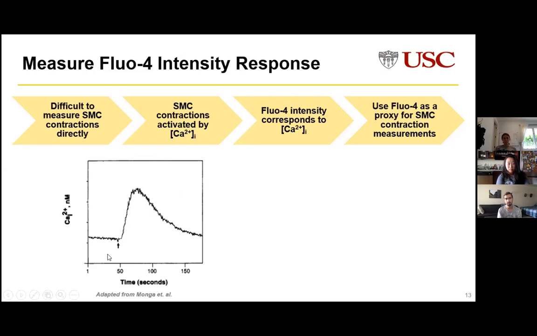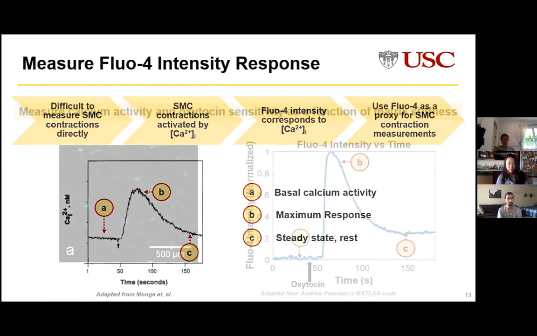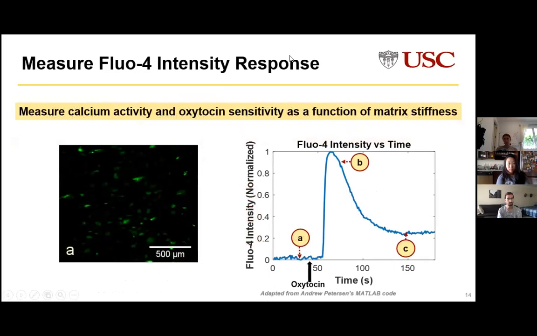In the bottom left, you guys can see a time course study of intracellular calcium in PHM cells. From the left, that's the beginning of the time course, and then at 50 seconds, oxytocin, which is a contractile agonist, is added. You can see that the intracellular calcium increases, and then it decreases back down to a steady state value. So I wanted to recreate that study in our lab.